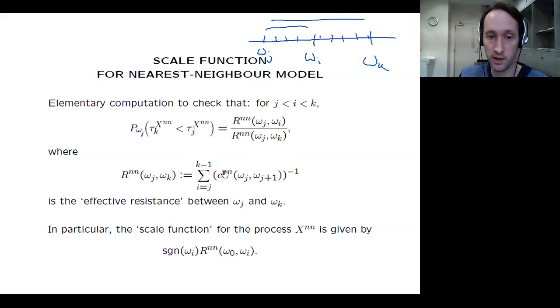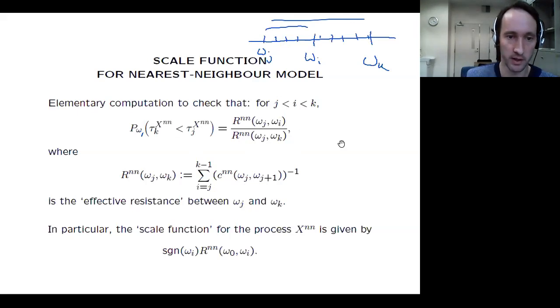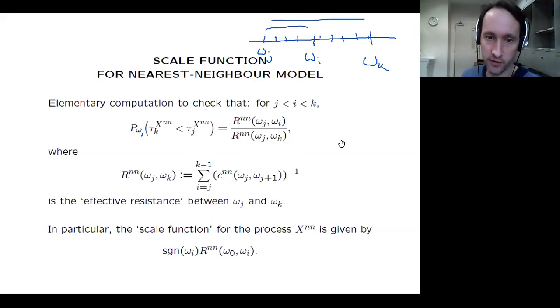Of course, the conductance is 1 over these, so the effective resistance of each edge is the reciprocal. And to get the effective resistance of the whole segment here, we just sum them up over the segment. It's a basic problem in random walks to compute this kind of exit probability. And in particular, this is telling us that the scale function for the process is actually given by the effective resistance here.